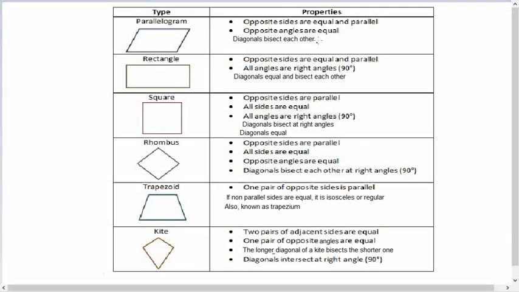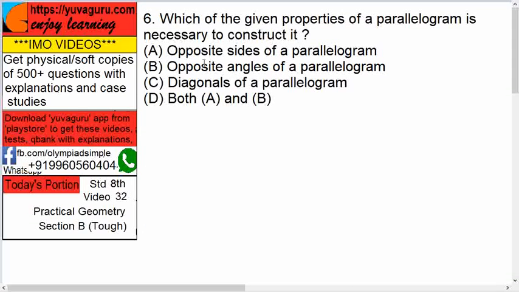Diagonals bisect each other, yes, that's also true, but that is true for many of them. Like diagonals bisect each other, in a rectangle also they bisect, and in a square also they bisect, in a rhombus also they bisect, regular or isosceles trapezium also they bisect. So the peculiar thing about a parallelogram is opposite sides equal and parallel. So A is done. What about B?